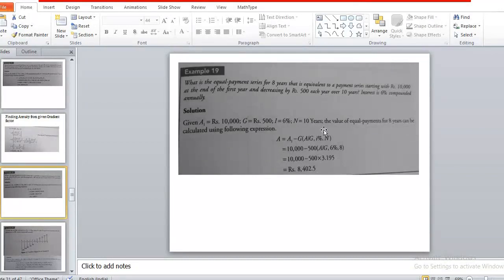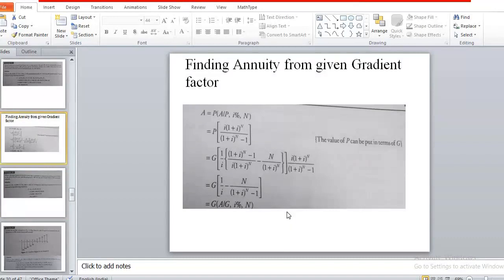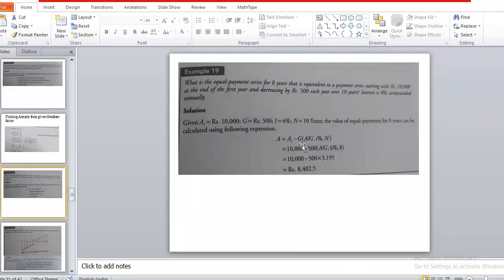10,000 minus this term, which uses the annuity equivalence factor. We already went through this formula. This is the annuity equivalence factor A/G for a particular rate i and a particular period N. So this is the factor we use here: G times A/G, at i percent and N. This will be calculated from this formula.